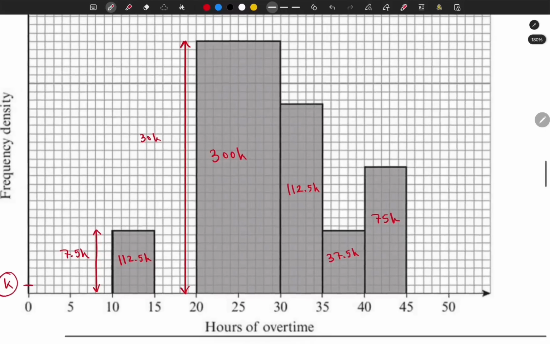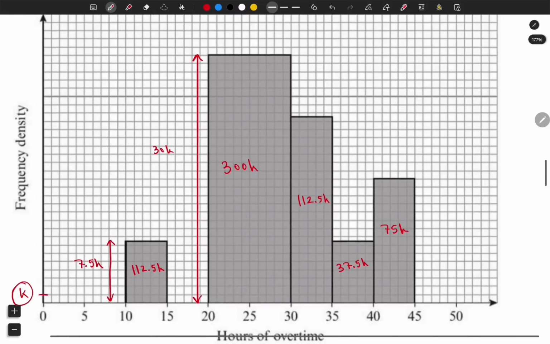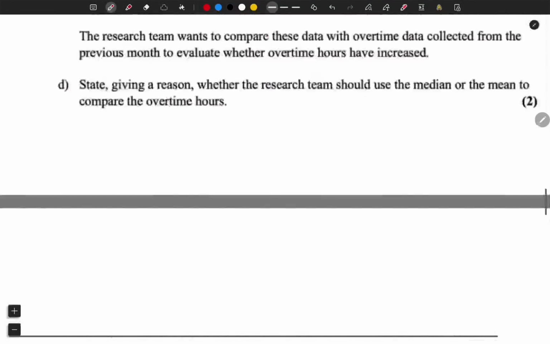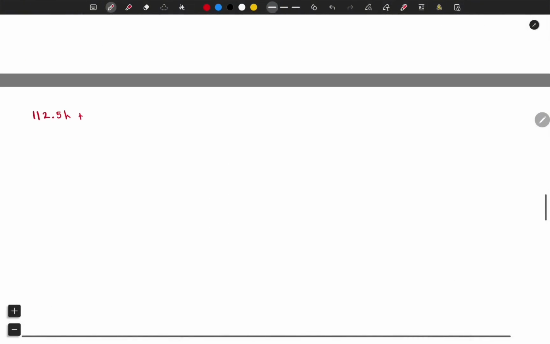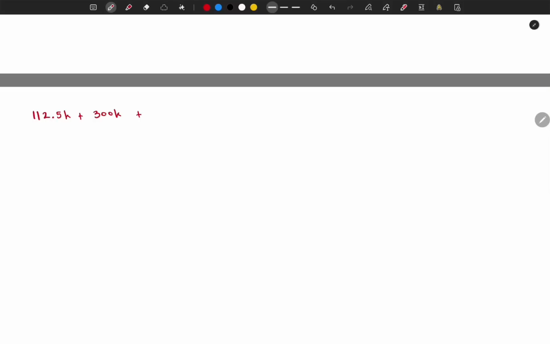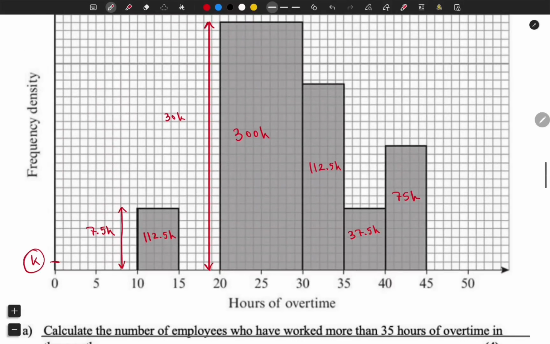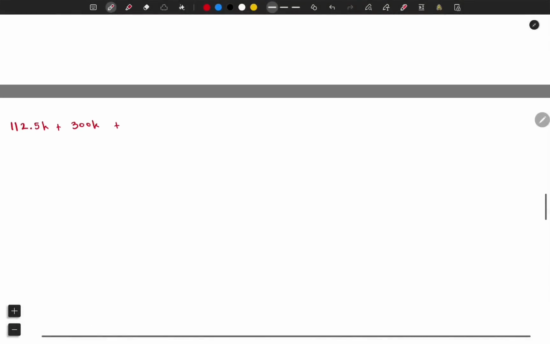Now, if you add up all of the values, that is 112.5k, 112.5k, and the other one is 300k. So it's 300k, and that's 112.5 and 37.5.